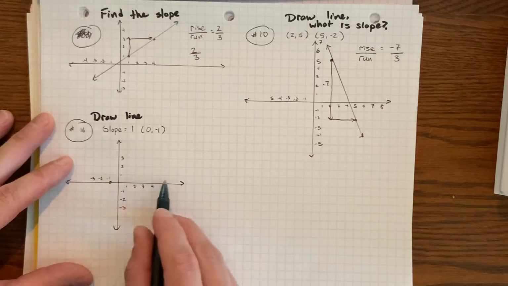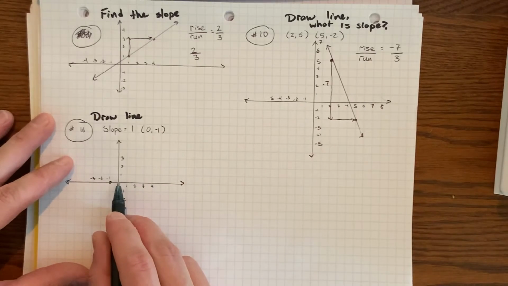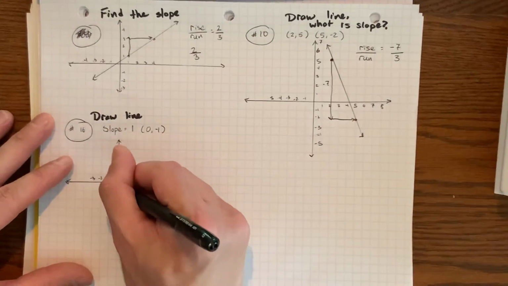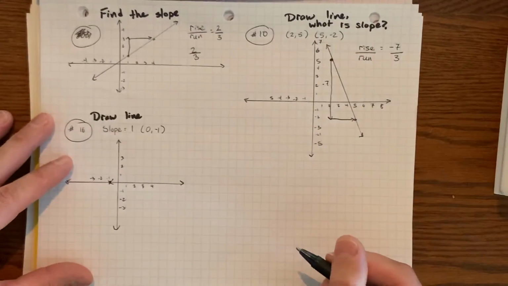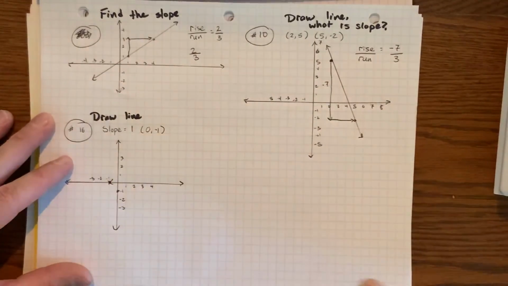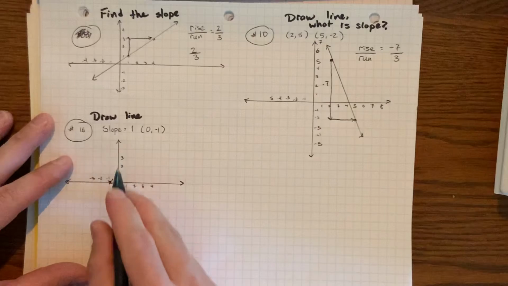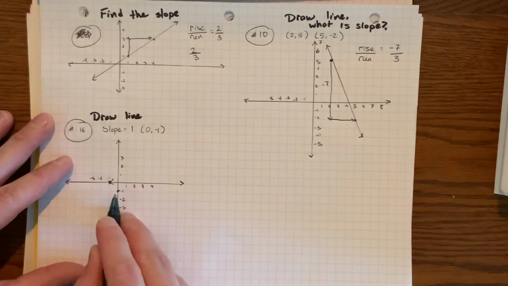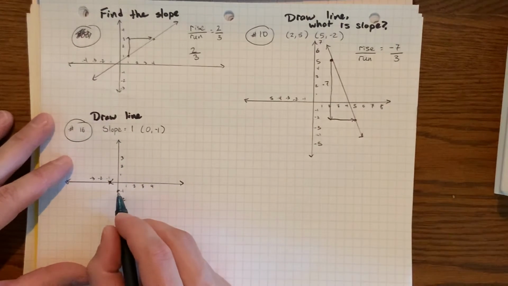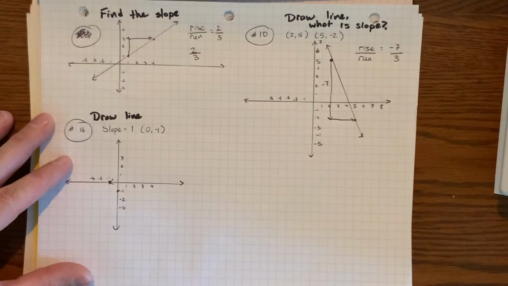I don't move on my x-axis to the right at all. That's incorrect. Sorry, I made a mistake. That is not 0, negative 1. This is 0, negative 1. I don't move on my x-axis. I only move on my y. Okay, so from here, I need to draw my line.